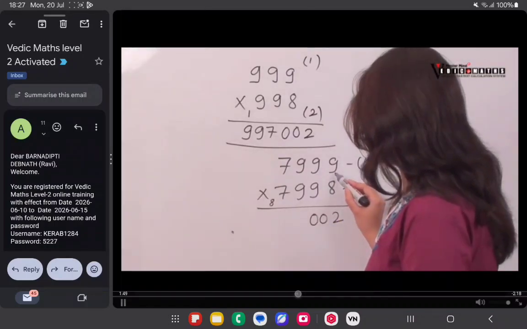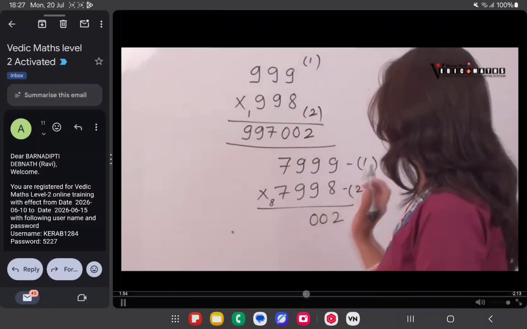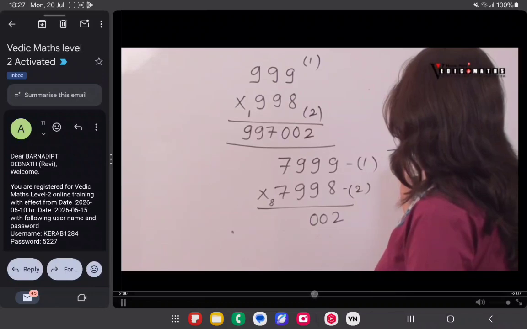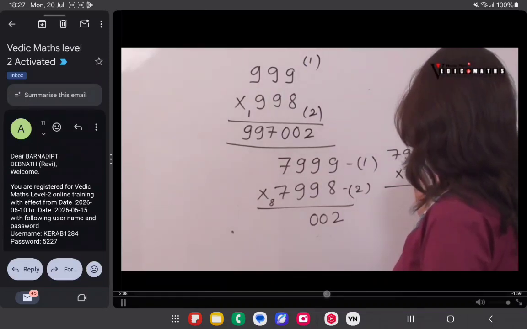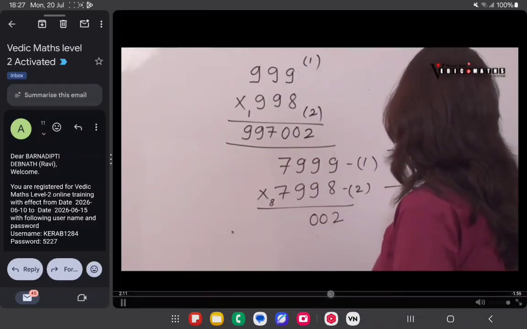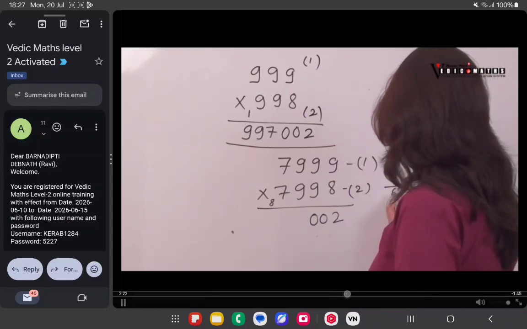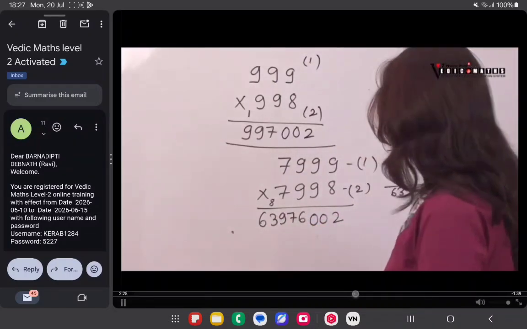Then 7999 minus 2 is 7997, or 7998 minus 1 is 7997, and we have to multiply it by 8. So 7997 multiplied by 8. So our answer is 63976002.